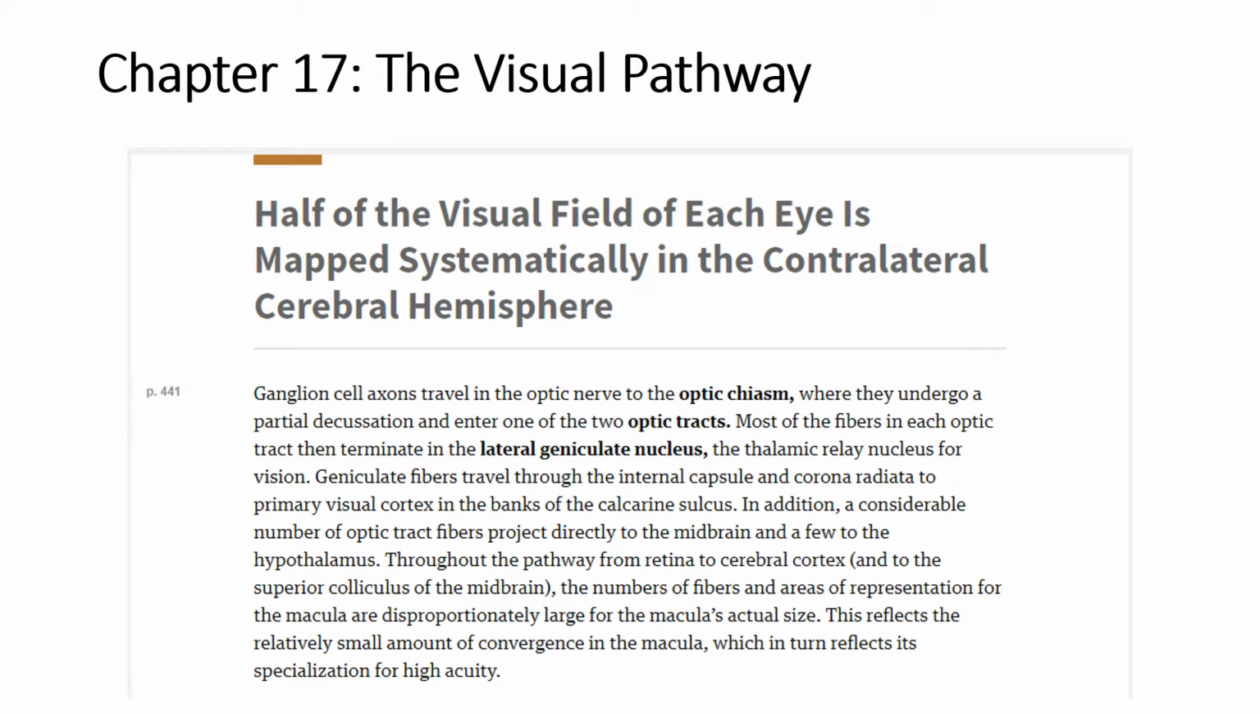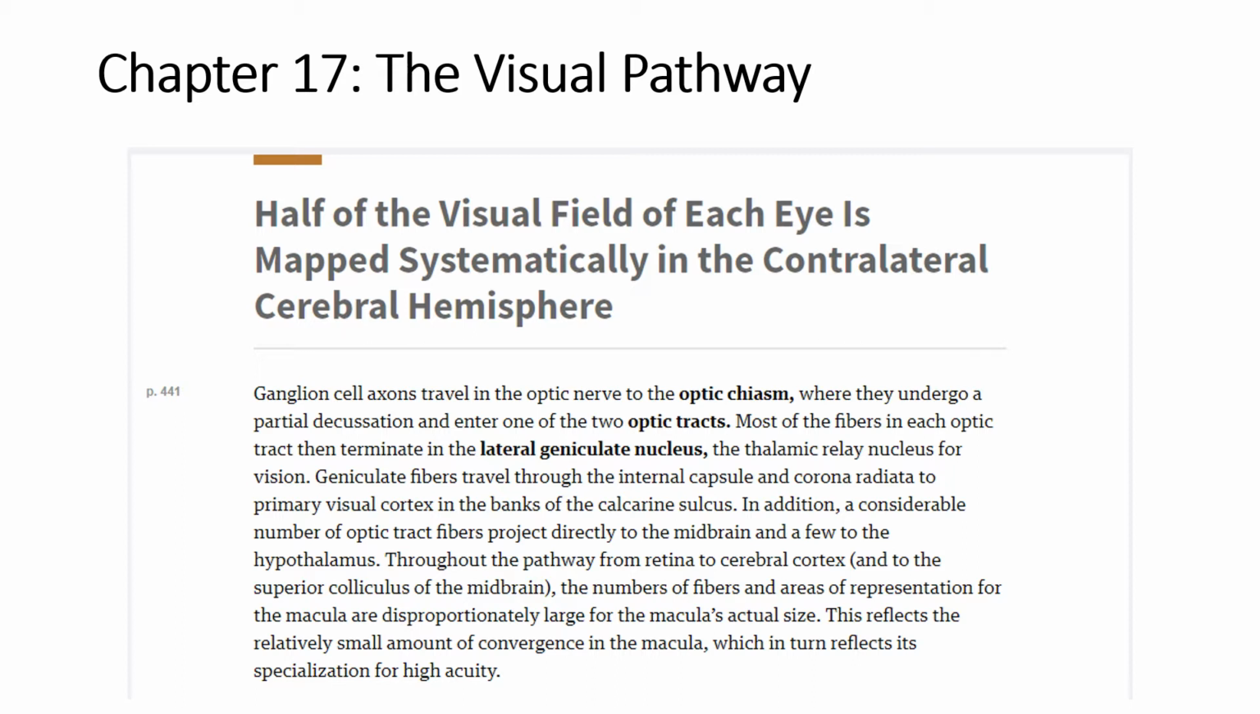Half of the visual field of each eye is mapped systematically in the contralateral cerebral hemisphere. So contralateral, opposite side. Ganglion cell axons travel in the optic nerve to the optic chiasm, or that crossover, where they undergo a partial decussation or crossing over and enter one of the two optic tracts. Most of the fibers in each optic tract then terminate in the lateral geniculate nucleus. Sometimes you'll see it called lateral geniculate body, and this is of the thalamus. The thalamic relay nucleus for vision.